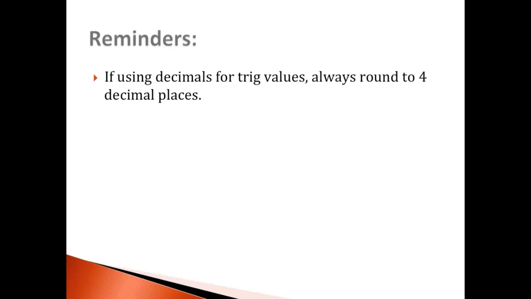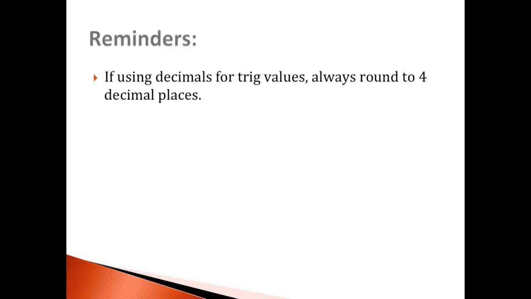Now, a couple of reminders as we get into right triangle trigonometry. In general, if you are going to use decimals for trig values, do always round to 4 decimal places. This will particularly be helpful if you are trying to use that in order to solve for something else in the problem. 4 decimal places will help you be as accurate as we can. Now, if you end up just plugging the entire thing into the calculator, that's fine, but sometimes you might find it more useful or more helpful to write down what the trig value is before you continue the problem. So in that case, round to 4 decimal places.